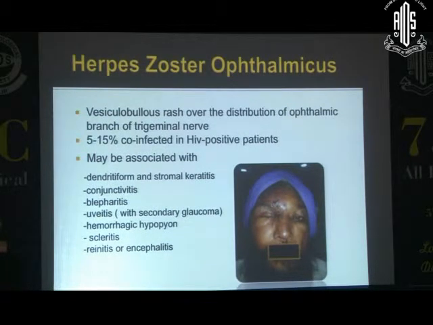Now, a very important entity is herpes zoster ophthalmicus. Now, this is a vesiculobullous rash over the distribution of the ophthalmic branch of the trigeminal nerve. 5 to 15% of the patients may be co-infected with HIV, and it may be associated with dendritiform or stromal keratitis, conjunctivitis, blepharitis, uveitis with secondary glaucoma, hemorrhagic hypopyon, or scleritis, or of course retinitis and encephalitis.